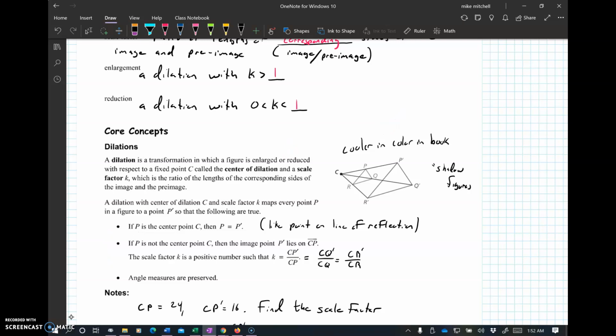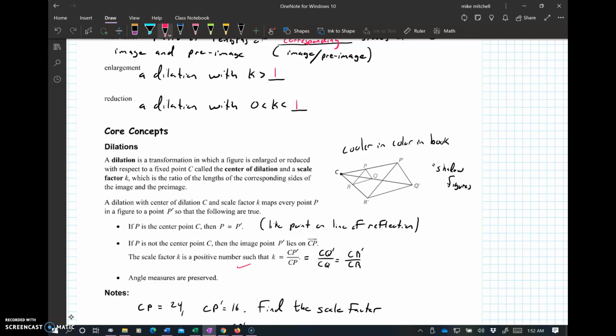If P is not the center, then P prime lies on ray CP. So they're just saying, hey, if I draw this line to P prime, you also notice it's Q and Q prime, R prime, all those lines that works on. They just mention it with the one letter here. And when we do that, we get our scale factor.